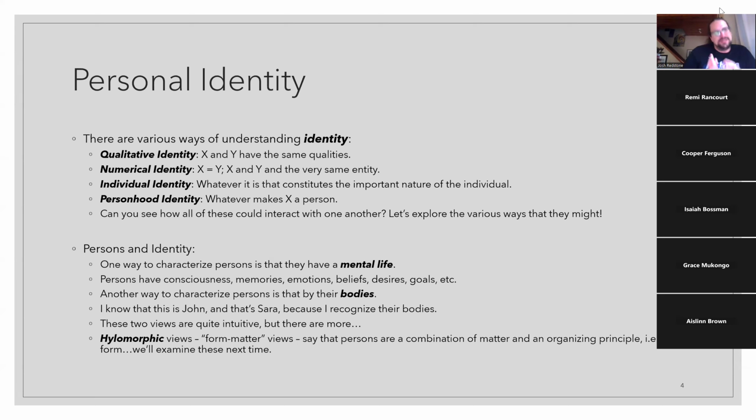That's a little bit different from numerical identity, right? Numerical identity is when you are the very same entity as, well, you. Here, X and Y are the same entity. There's only one of you. That's what makes you you. There's individual identity, which is whatever the important nature of the individual is that individuates it from all of the other individuals. And there's personhood identity, which is a little different than personal identity. Personhood identity is what makes you a person. Now, these might overlap, right? So keep that in mind as we move forward.